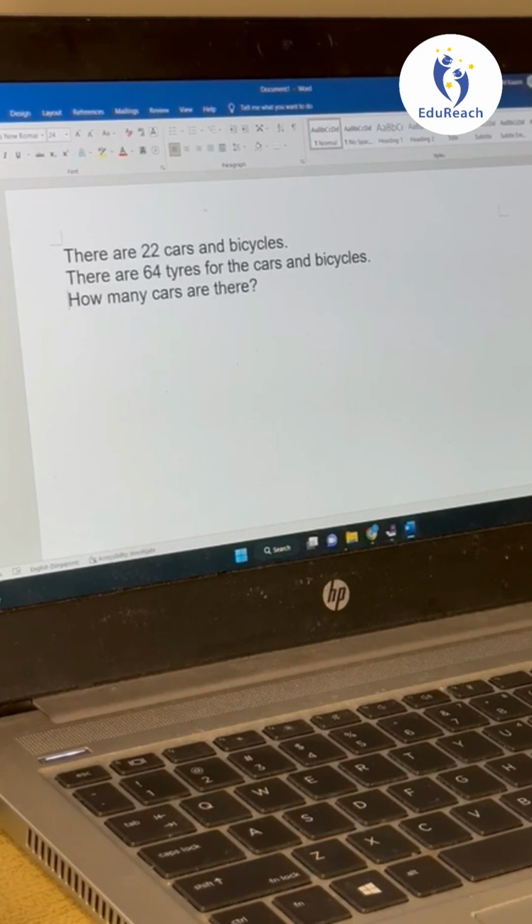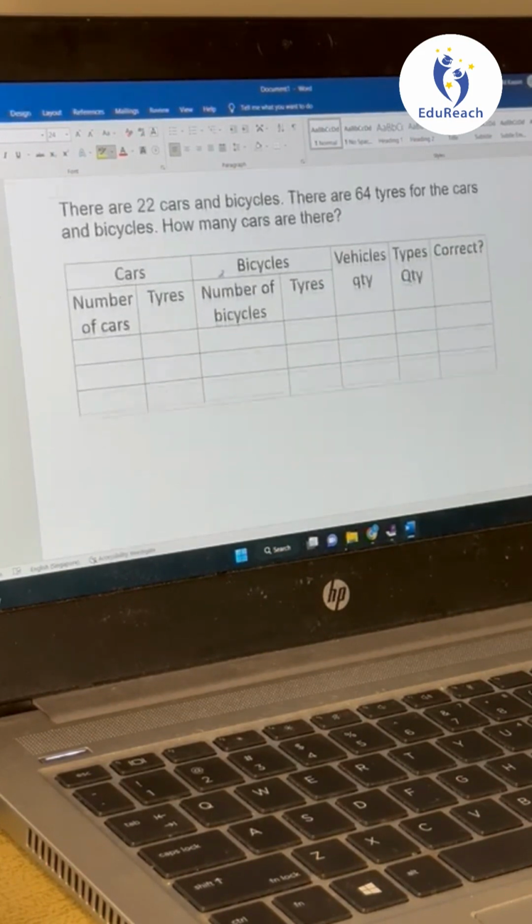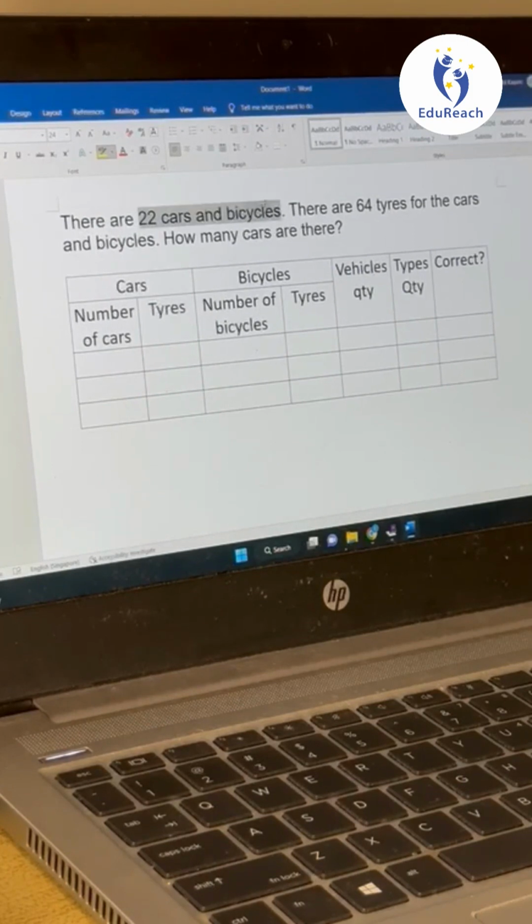Before that, let's look at this. We're saying that there are 22 cars and bicycles, but there are 64 tires. So how many cars are there? So how are we going to do this? Look, the question just now: there are 22 cars and bicycles, and there are 64 tires. So shall we try? Okay, we shall.